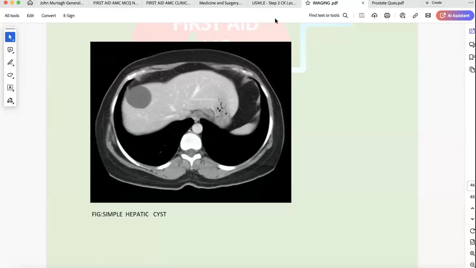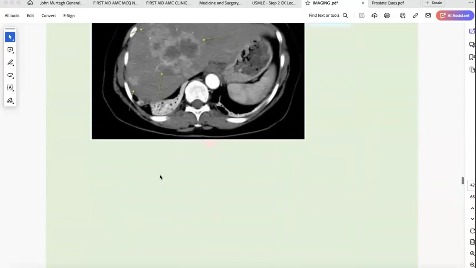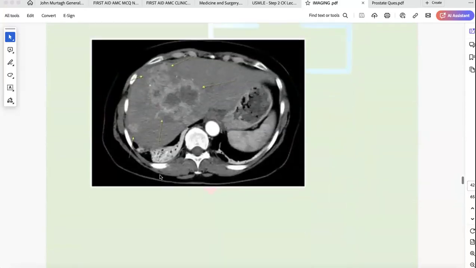Simple hepatic cyst looks simple also. So if you look over here, there is a definitive border. There are no septations. It doesn't look bad, right? So simple hepatic cyst will be exactly like this. It's a cystic structure, but it is regular, the border is also regular, and it is smooth. So that's how a simple cyst will look like. Okay, nothing needs to be done. You can just wait and watch. But let's see how a hepatocellular carcinoma will look like.